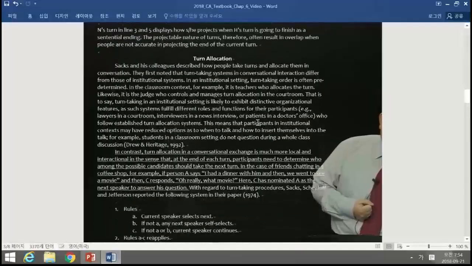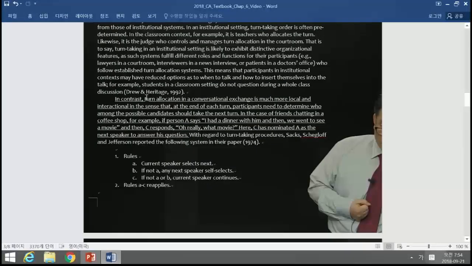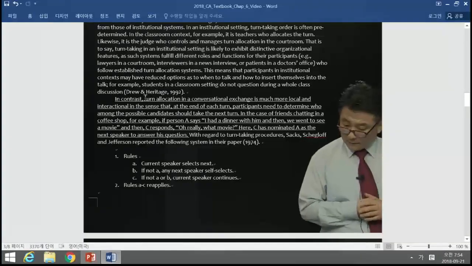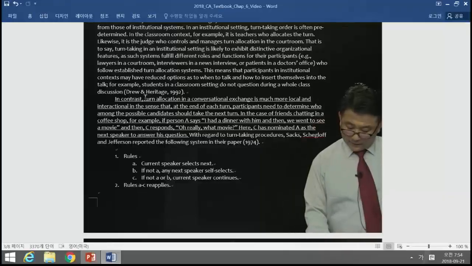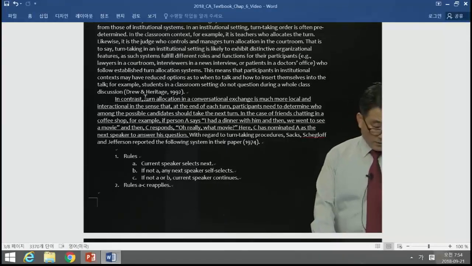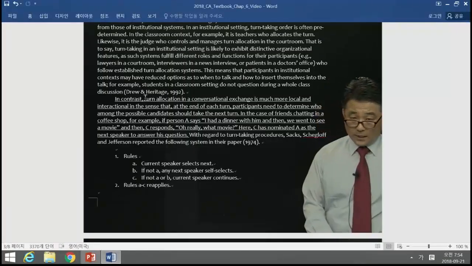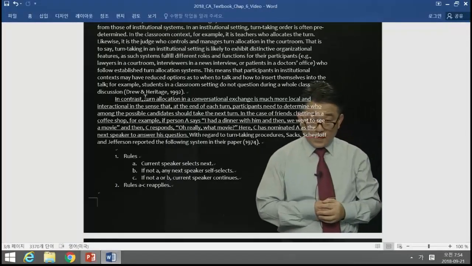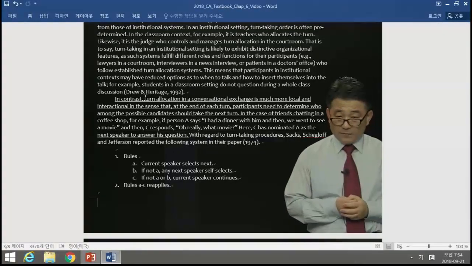Let's move on to turn allocation. I'm going to read this part. In contrast, turn allocation is a conversational exchange. It's much more local and interactional in the sense that at the end of each turn, participants need to determine who among the possible candidates should take the next turn.